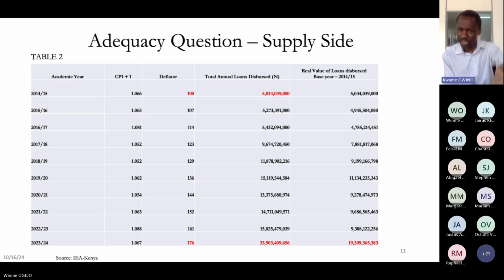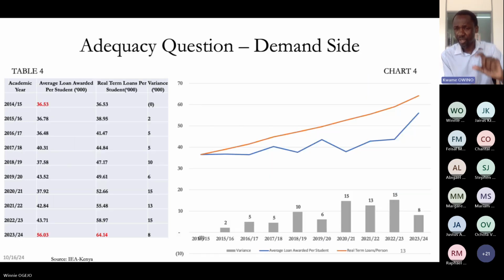On the demand side, you can see that the average loan per student is actually not meeting the buying power of 2014. So it looks like while the amount being dedicated is improving, because the demand is growing at a far faster rate, what the Higher Education Loans Board seems to be doing is allocating a smaller share to every student in order to distribute it among many more people. So there's pressure both in terms of numbers and by inflation. That requires very, very solid and prudent management here.